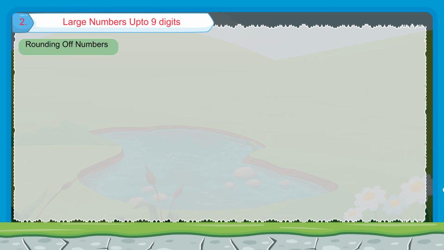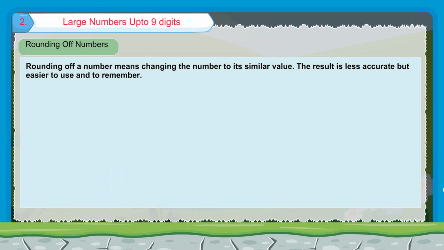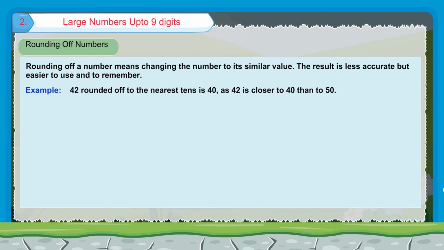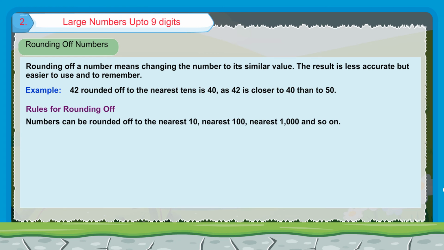4. Rounding off numbers. Rounding off a number means changing the number to its similar value. The result is less accurate but easier to use and to remember. Example, 42 rounded off to the nearest tens is 40, as 42 is closer to 40 than to 50. Rules for rounding off. Numbers can be rounded off to the nearest 10, nearest 100, nearest 1000, and so on.